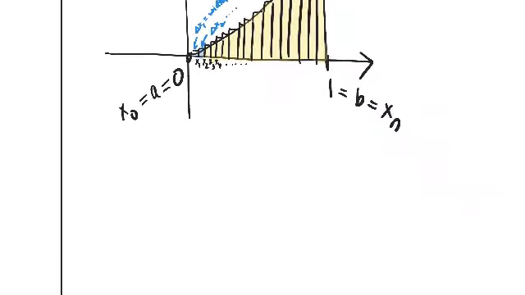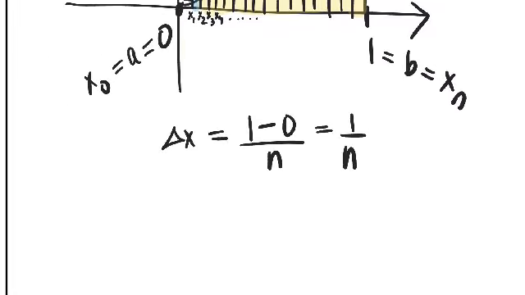Okay, so now for this particular problem, for delta x, I'm going to use an equal partition. 1 minus 0 is the whole distance, and I want n rectangles. So my delta x must be 1 over n. Okay, the x sub i's, like the x1, is going to be 0 plus 1 delta x, and that's 1 over n, because delta x is 1 over n.